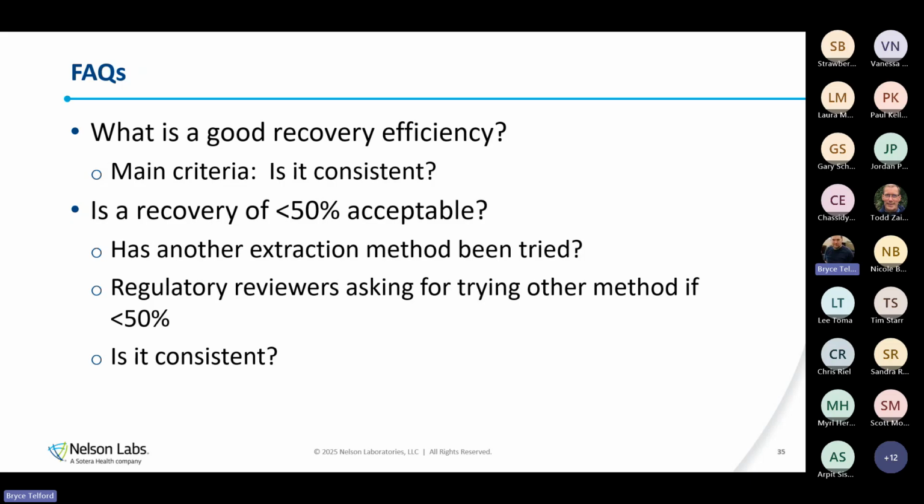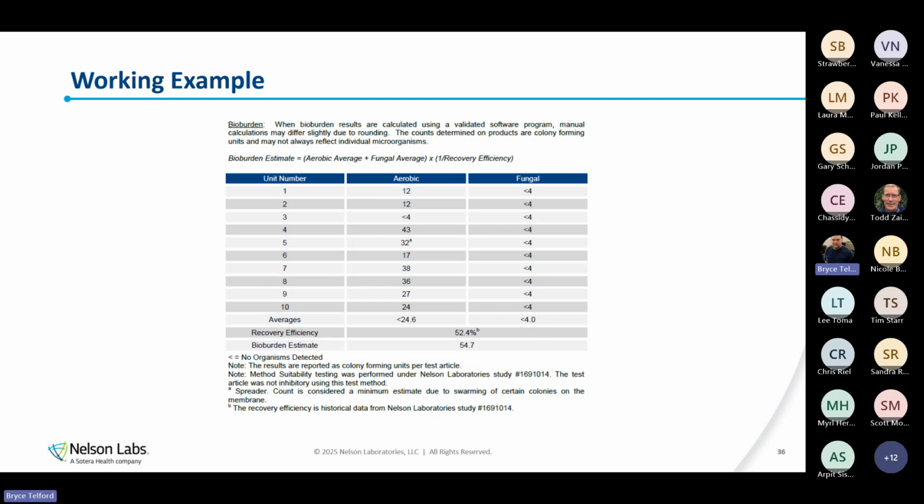So I actually have a working example based on your data that was provided to me. So let's take a look at that. First, let's take a look at our bioburden. This is from a dose audit. Is there anything in particular in this bioburden that stands out to anyone? Feel free to raise hand or unmute if you see it.